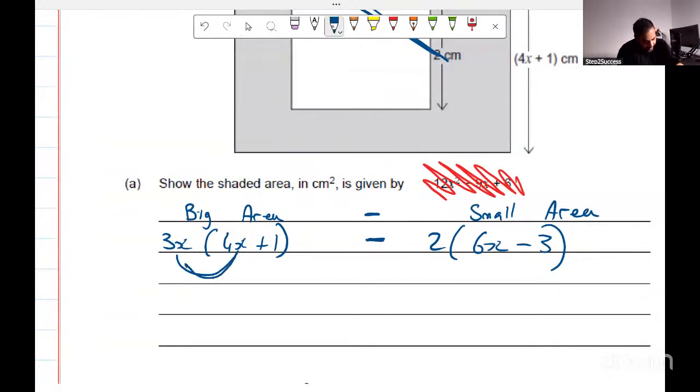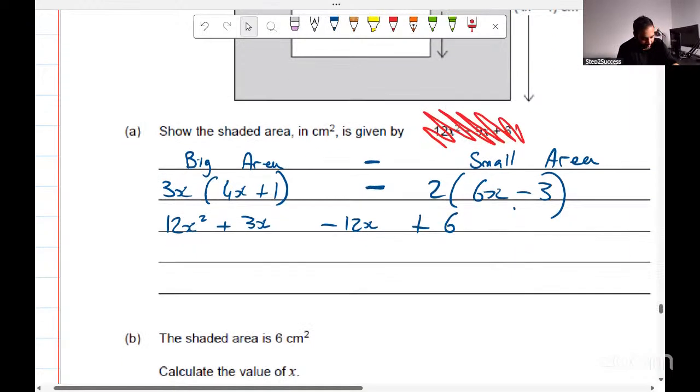3x times 4x is 12x squared. 3x times 1 is plus 3x. And then all you have to be a bit careful of here is that this is now a minus 2. So it's actually minus 2 that's being times by the 6x, which gives you minus 12x. And it's minus 2 that's being times by minus 3. Minus times a minus gives you a plus 6. That little bit there, just be very careful of.